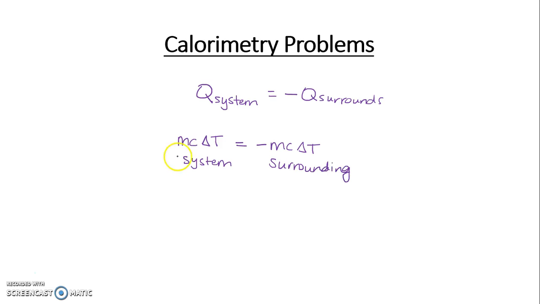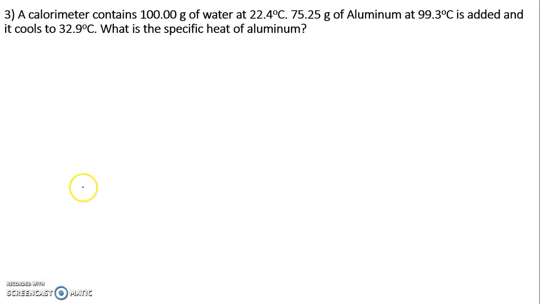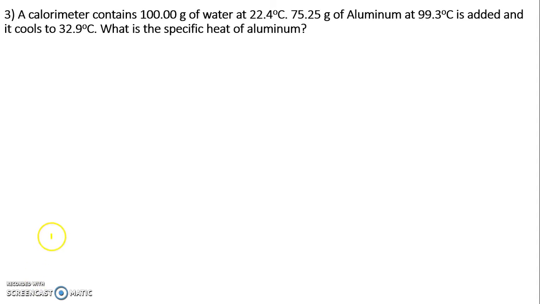You could solve this side for a Q, then make it negative and solve this side for another. But I'm going to show you how to do it in one step because I think that's a little bit easier. So let me clear all of that off real quick. We have our first problem, which says a calorimeter contains 100 grams of water at 22.4 degrees Celsius. 75.25 grams of aluminum at 99.3 degrees Celsius is added, and it cools to 32.9 degrees Celsius.